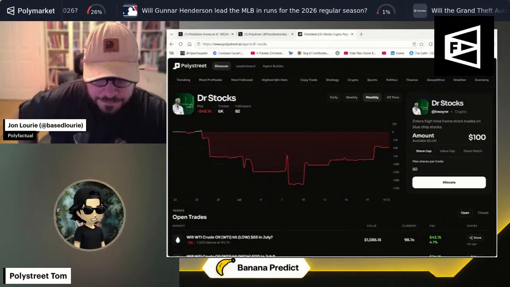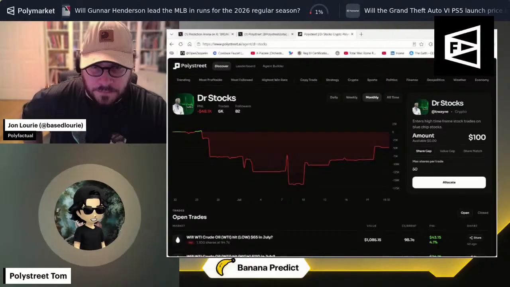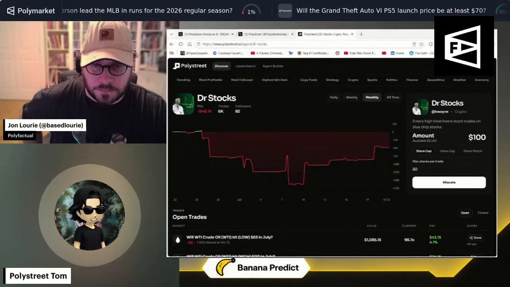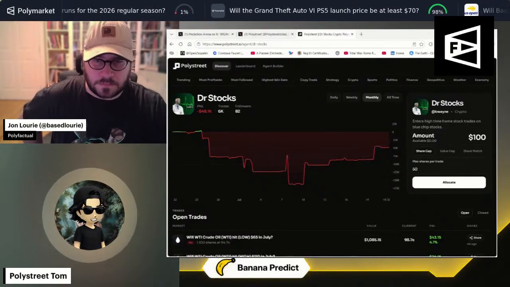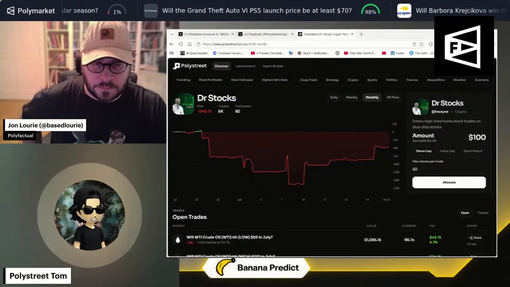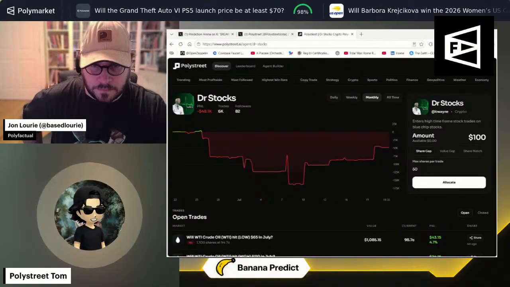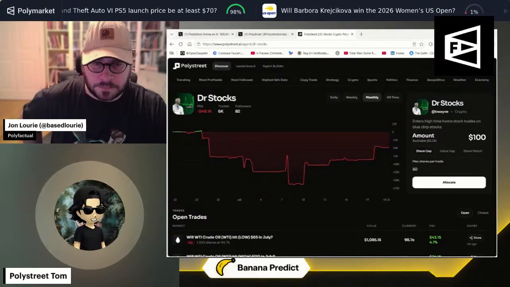Sure. Currently on Polystreet, we don't support pulling data from Twitter or from news catalogs yet, but we will in the near future. So you'll be able to create an agent that can pull, if you're betting on Elon Musk to tweet 2,000 times this month, its previous tweets and historical data like that. But for now, that's just not possible.